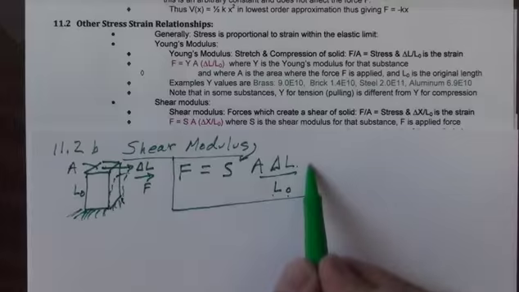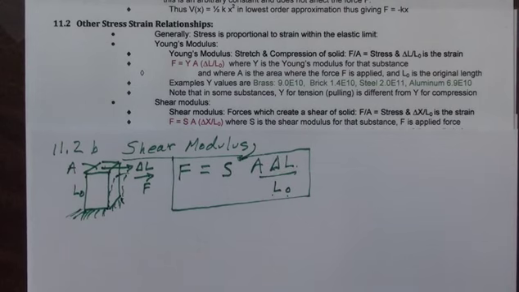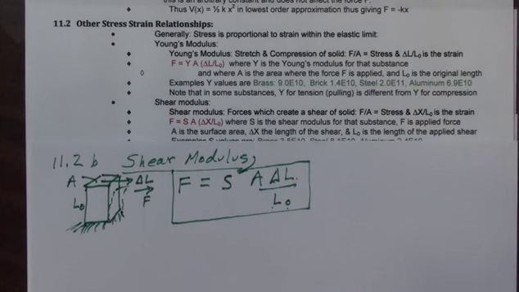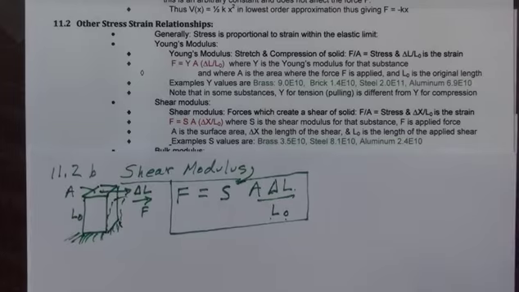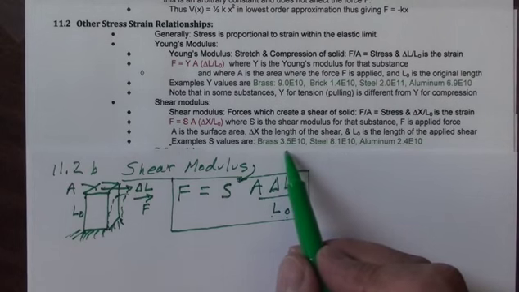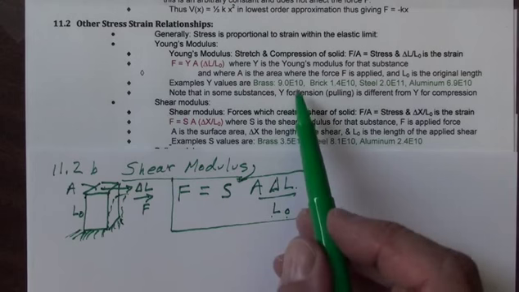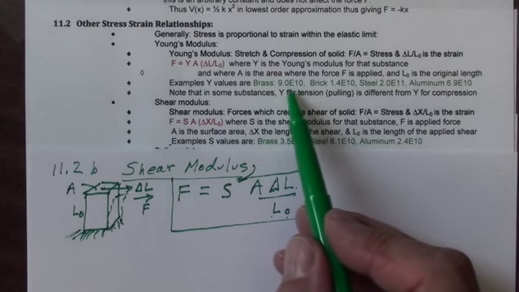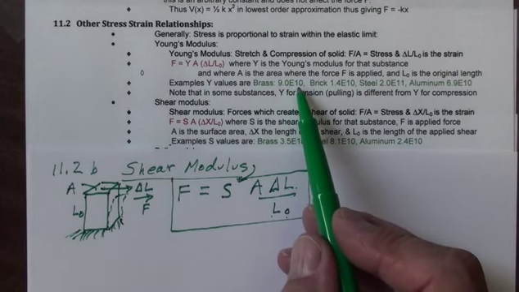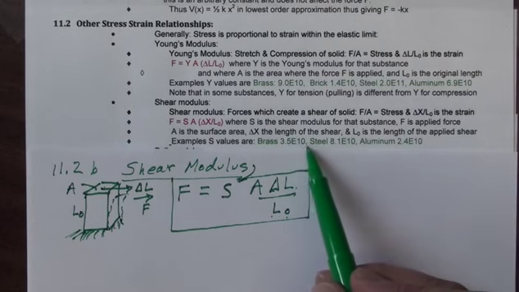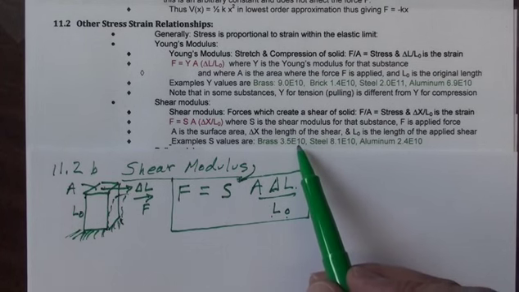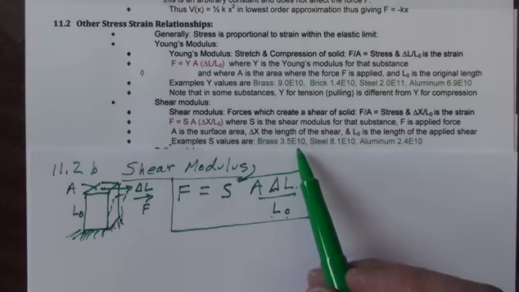This is the equation for the shear modulus. The equation is applied just like it was before, and I only want to point out some examples of shear modulus. Brass is 3.5 e to the 10th. That's kind of comparable to the brass up here. That was 9 e to the 10th for stretching it. So it's a little bit easier to shear brass than it is to stretch it.